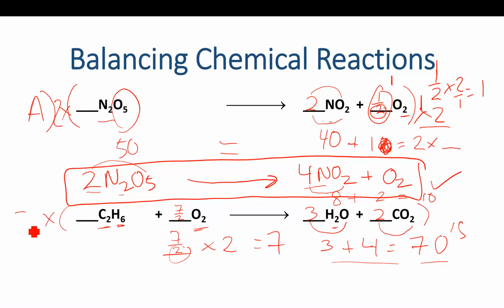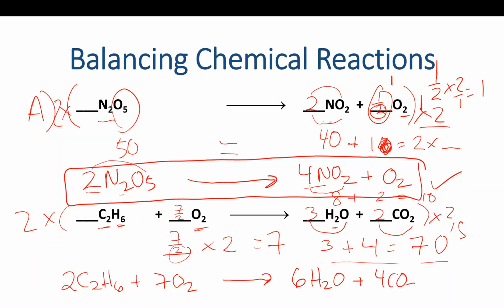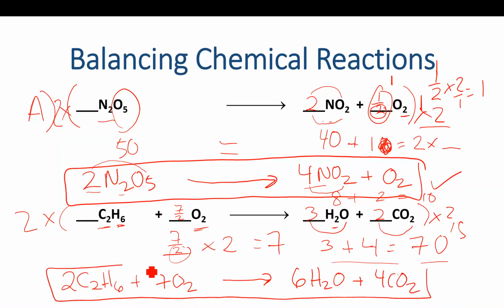So my final answer would be 2C2H6 plus 7O2 yields 6H2O plus 4CO2. And that would be my final answer. And I can check that because, again, 2 times 2 would give me the 4 carbon. 2 times the 6 hydrogens would give me 12, 6 times 2. And then I have a total of 14 oxygen. I got 6 here, and I got 8 there, a total of 14 oxygen.